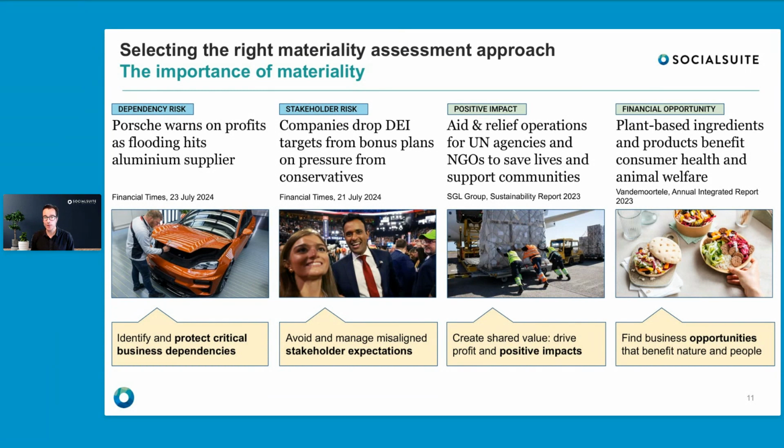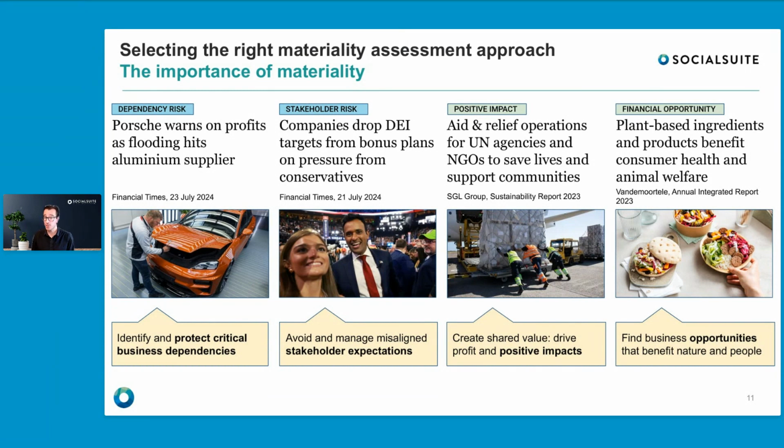On a more positive note, you can have some positive impacts as well. And that often comes together with still driving profit. You can drive profit and have positive impacts at the same time. In this case, we see a good example from a logistics company that is helping a lot of aid and relief operations in conflict and disaster zones to get goods, products, and services for NGOs and United Nations agencies to help save lives and support communities in those zones where there's a really high need.